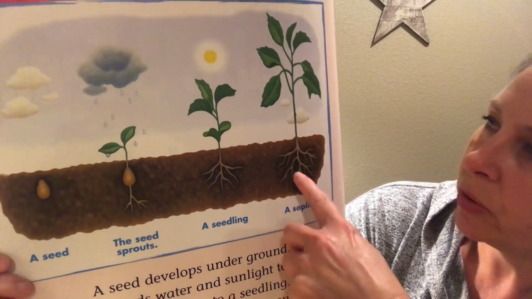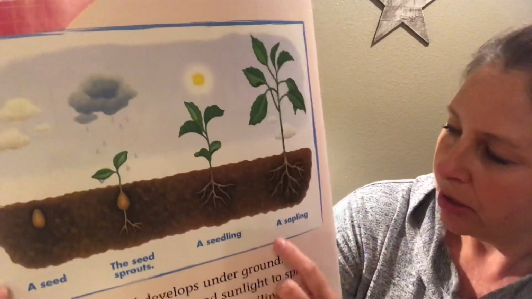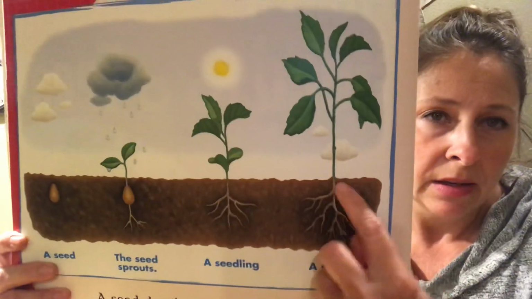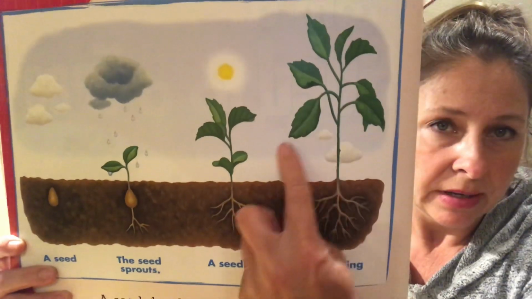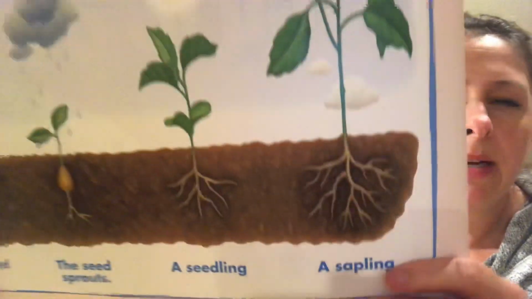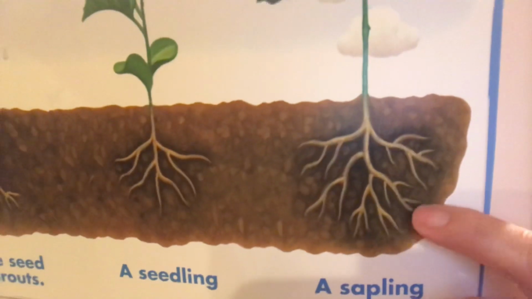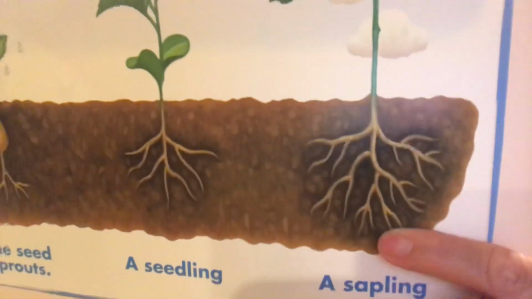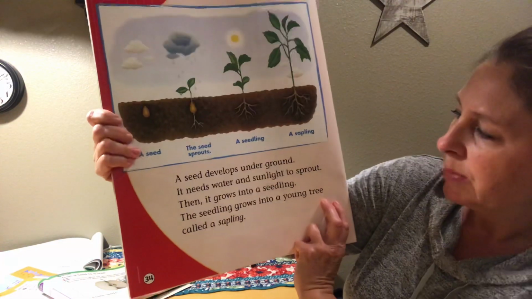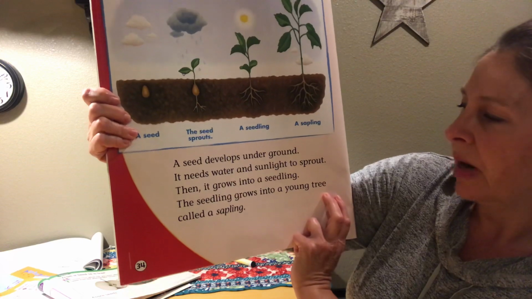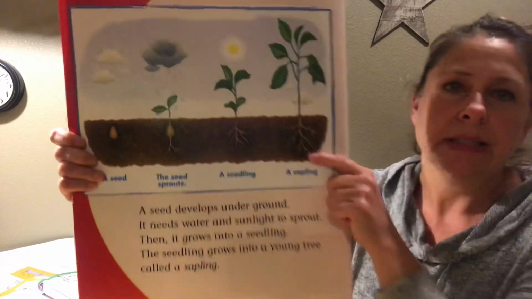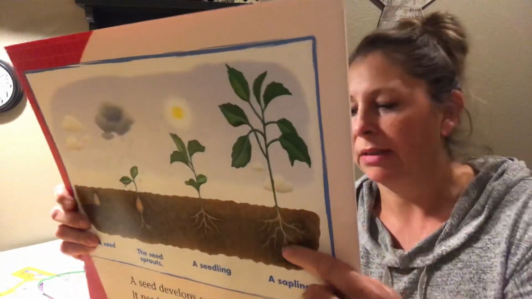And then as the tree continues to grow taller, we call the baby trees a sapling. I want you to notice here, as the stem grows taller and it grows more leaves, the root system is getting bigger. As the roots grow out, you'll see tiny little roots coming out so that it can absorb even more water from the soil. It says a seed develops underground. It needs water and sunlight to sprout, and then it grows into a seedling. Then the seedling grows into a young tree called a sapling. This is what a sapling looks like.